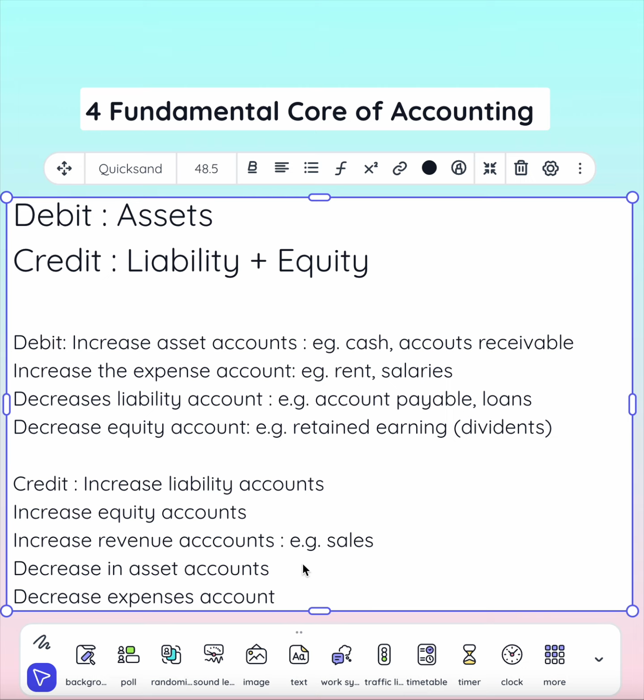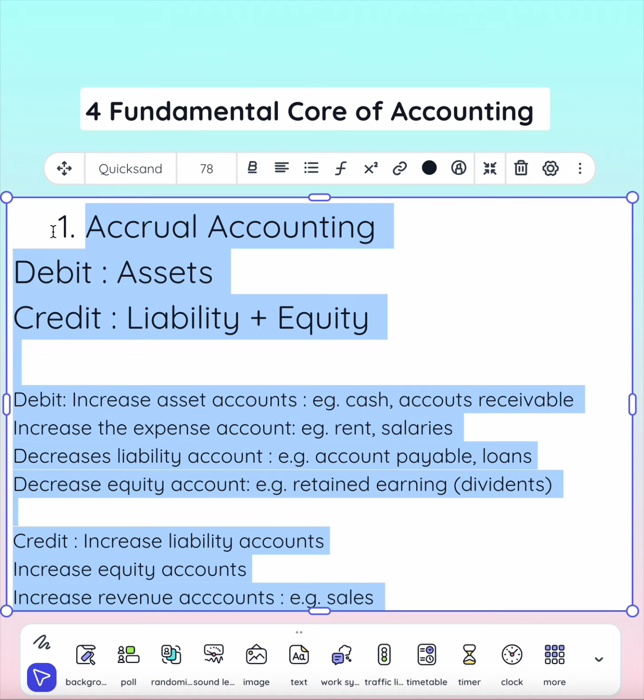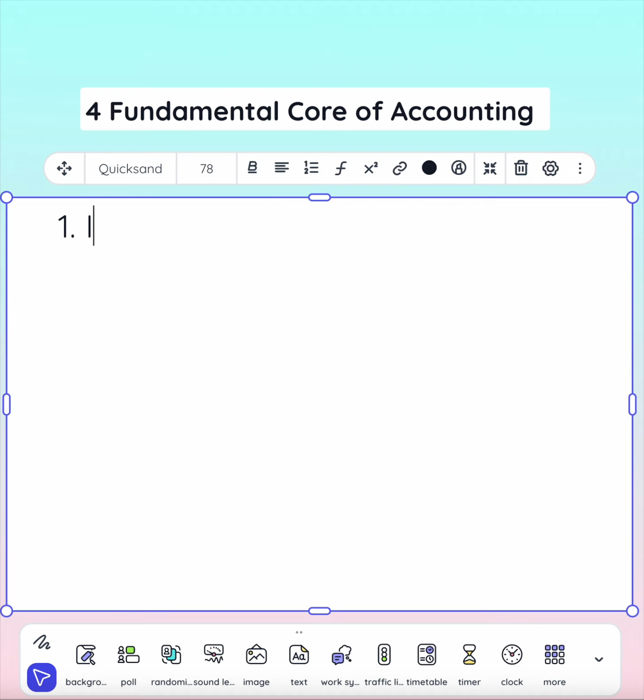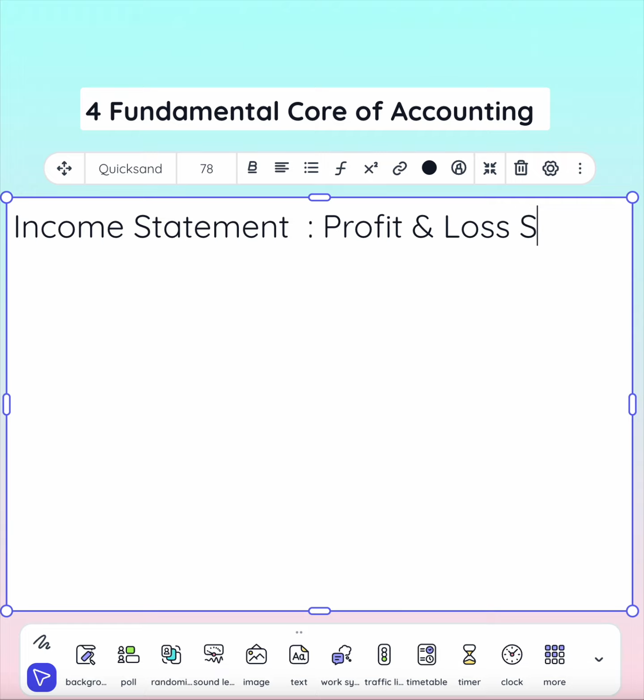Now let's go to another important concept, which is the second concept: the income statement. What is the income statement? It is also called a profit and loss statement. It shows the company's financial performance over a specific period.